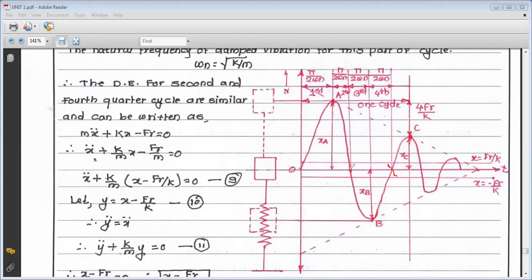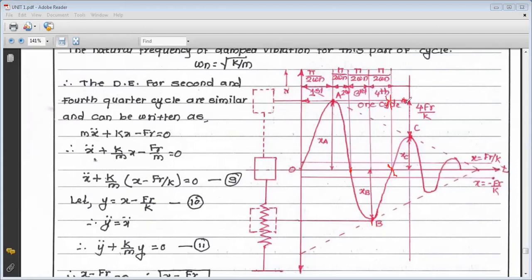This is the third quadrant, between the mean position and this point B. And from B up to the mean position, that is the fourth quadrant. Each is pi upon 2 omega n. If we add all of these, we get 2 pi upon omega n. This is the time period of one complete cycle. From this to this is one cycle.